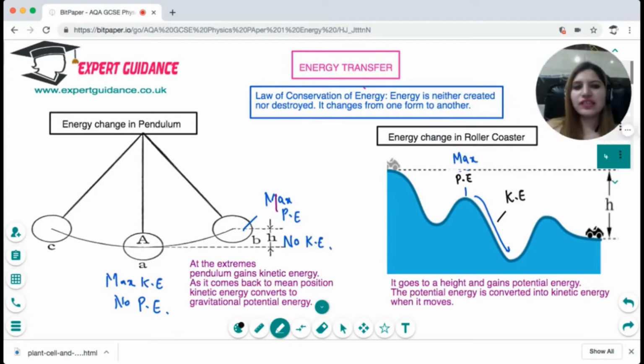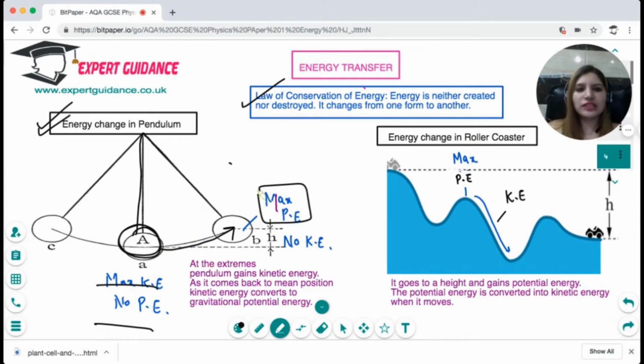Now, how does this energy transfer take place? There's a law of conservation of energy, that energy is neither created nor destroyed. It changes from one form to another. So let's take an example of a pendulum. In a pendulum at the mean position, it has maximum kinetic energy and no potential energy. As it starts to go to the extreme, it starts losing kinetic energy but starts to gain potential energy. So at the extreme, it has the maximum potential energy, and when it swings back, all the potential energy gets converted into kinetic energy. As it comes back to the mean position, the energy is again kinetic.